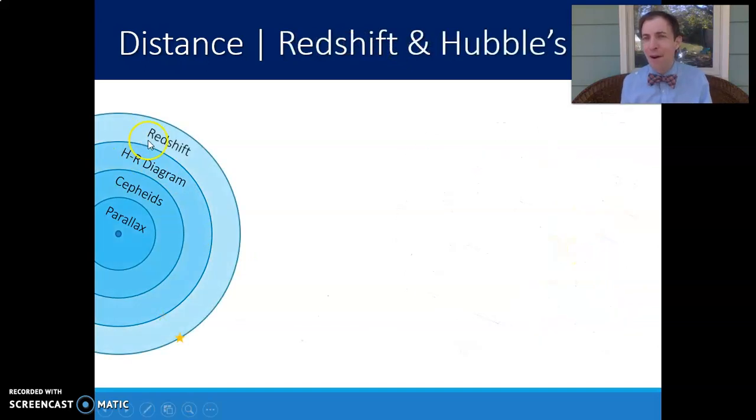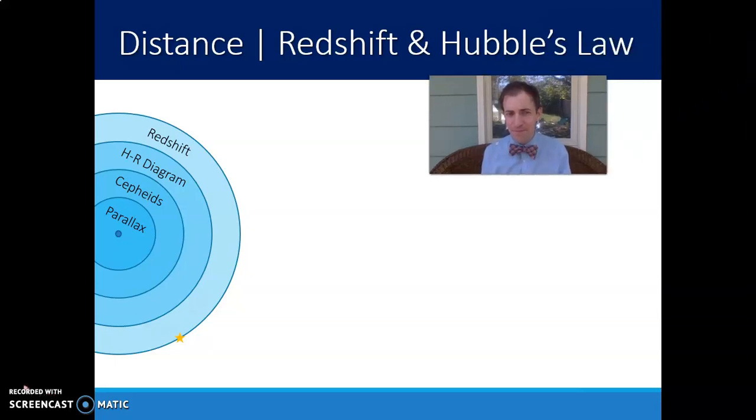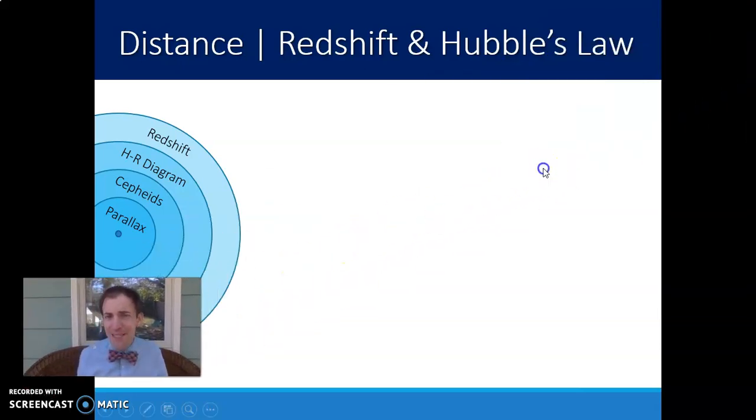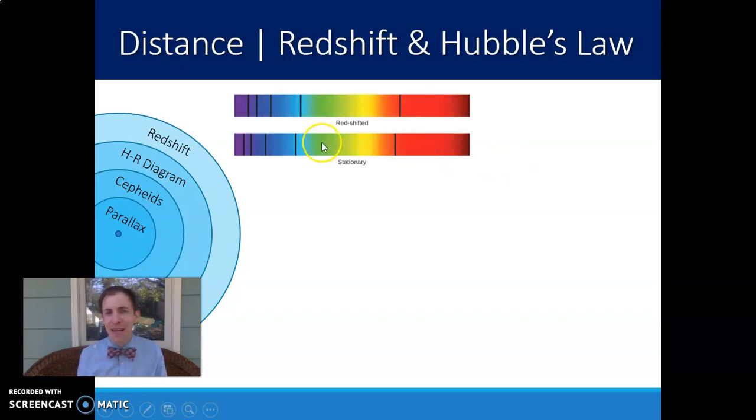Now, if we want to go even farther, we need to start using Hubble's law and redshift. As a reminder, redshift is the nature that if something is moving away from us, its light spectrum is going to be shifted towards the red part of that light. And the reason for that is similar to the Doppler effect with sound. If something is moving away from you, the wavelength of that sound wave gets stretched out and the sound sounds lower. In terms of light, if something's moving away from you really fast, the wavelength gets stretched out, and the longer wavelengths in the visible part of the light spectrum are red.